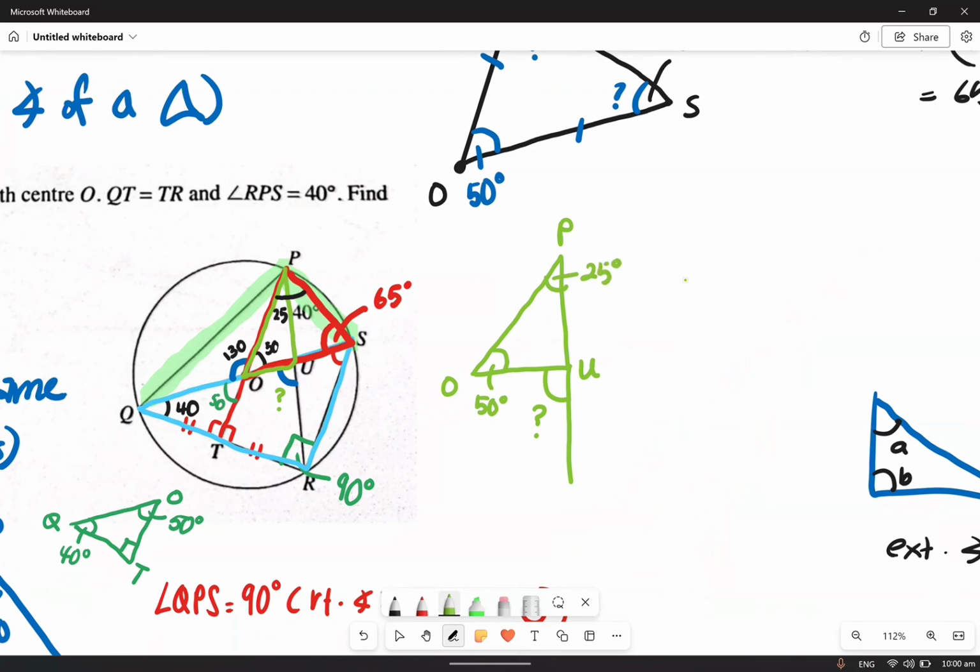How do I find this angle outside? The outside angle is equal to 25 degrees plus 50 degrees. That gives me how much? 75 degrees. Do you understand or don't understand? So that's how you would do a question like this.